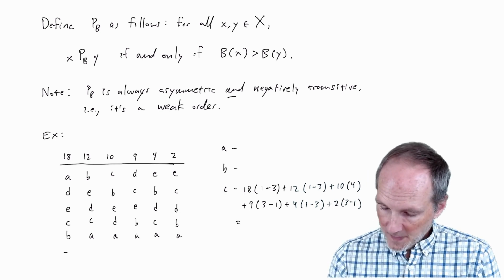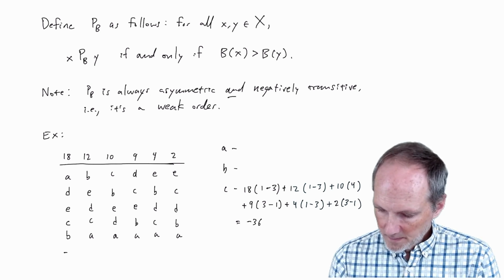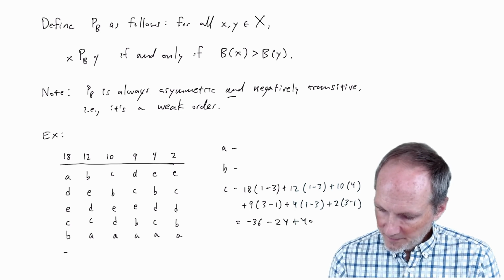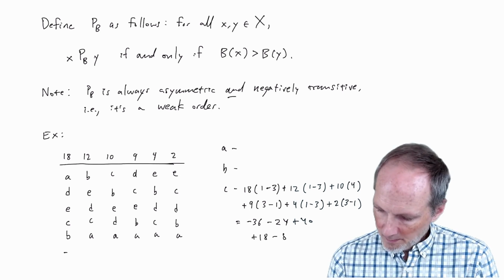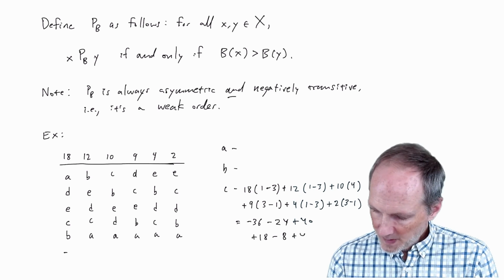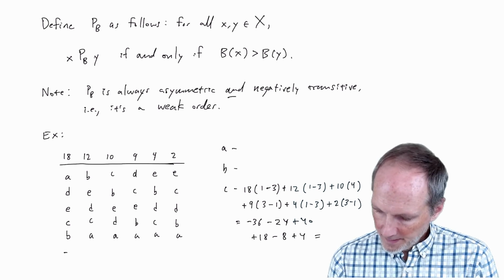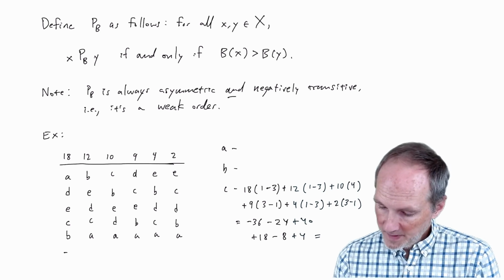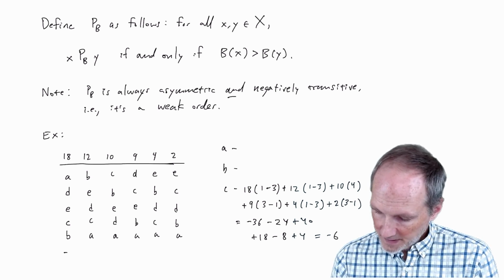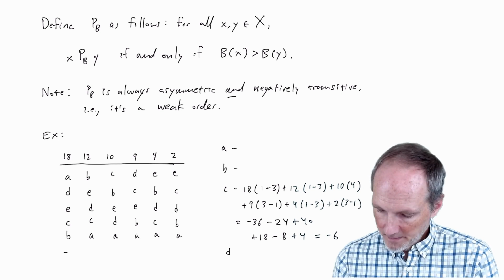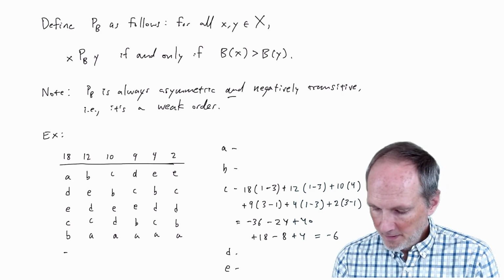Okay, so we have 18 times -2 is -36, minus 24, plus 40, plus 18, minus 8, plus 4. And what do we get from this? -6 points. Okay, so we could do that for all the other alternatives.